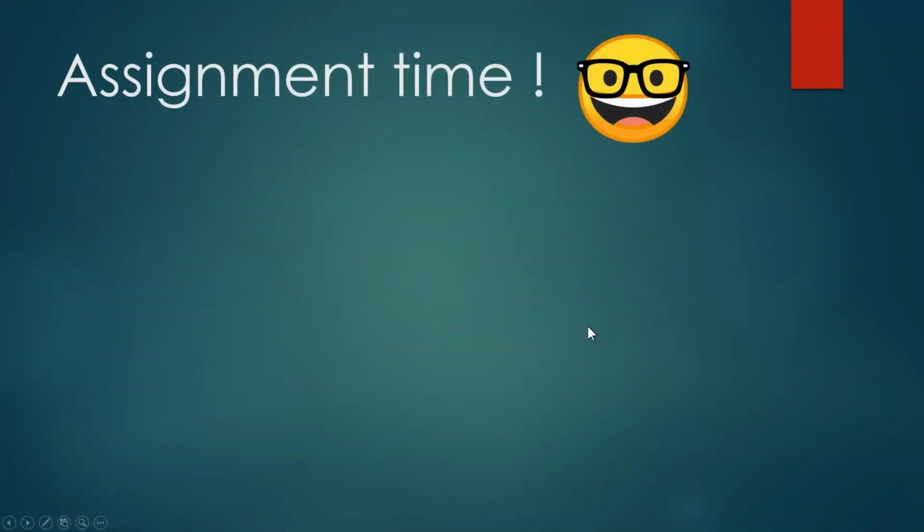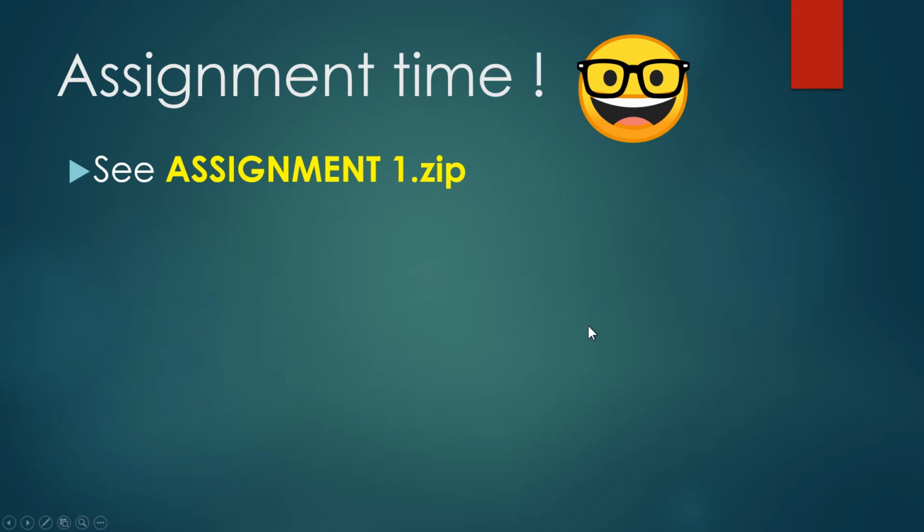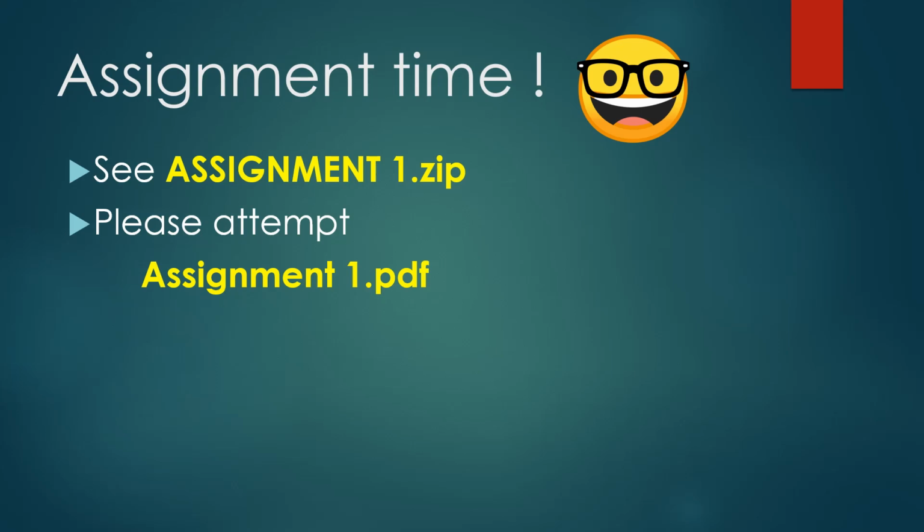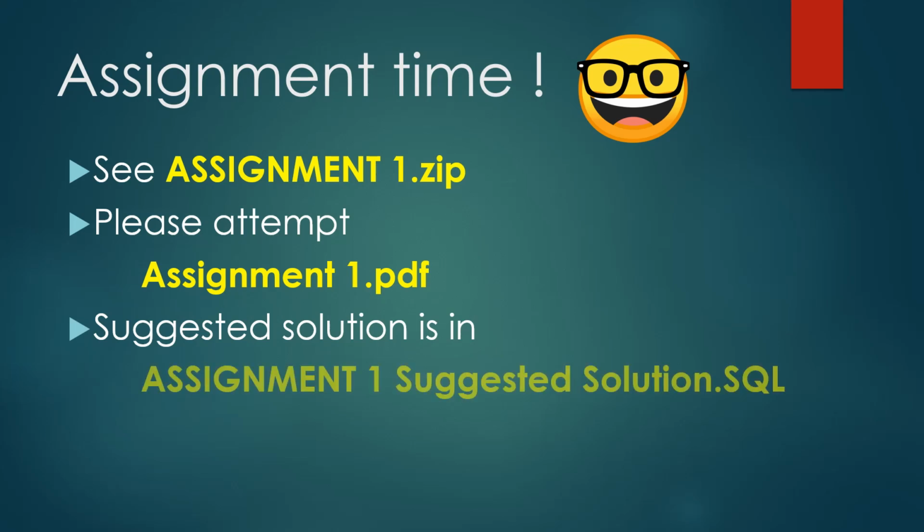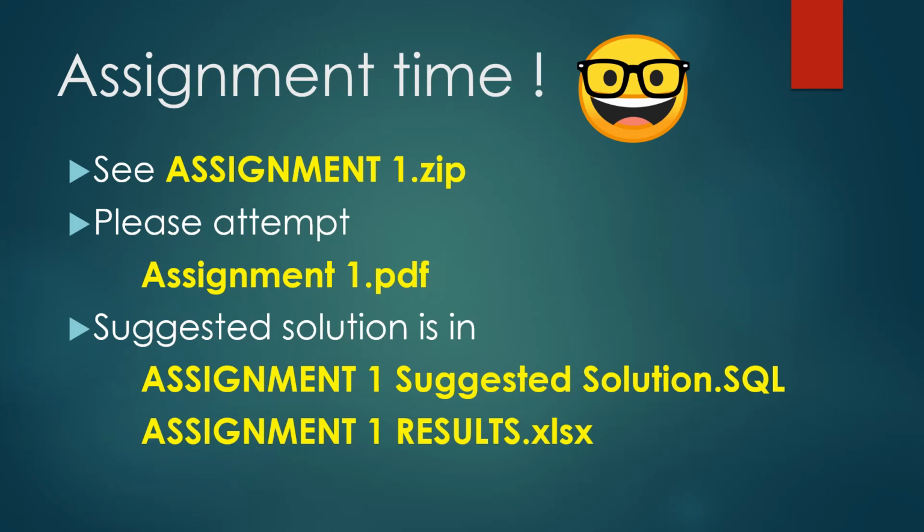Well, now it's assignment time. Don't worry, I'm not going to make it too hard, but if you could download the file assignment1.zip, and inside it you're going to find the following files. So I'll get you to attempt the business requirements in assignment1.pdf. And I've given you a suggested solution. It's not necessarily the only solution. You can come up with your own if it gets the same results. But I've offered a suggested solution in the file assignment1suggestedsolution.sql. And the results of my solution are in assignment1results.xlsx.